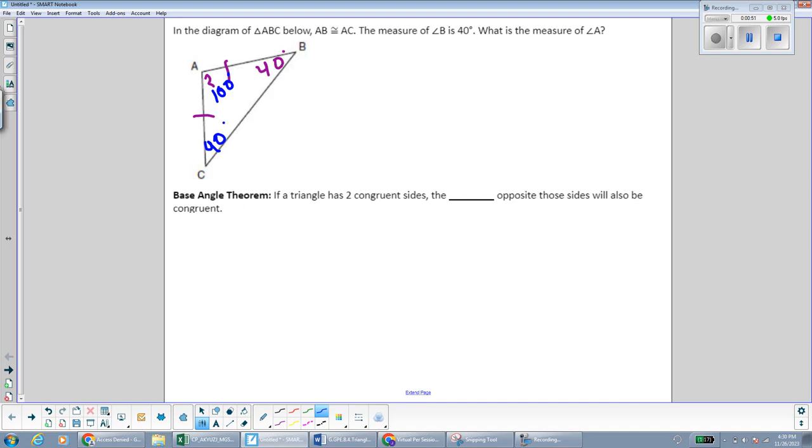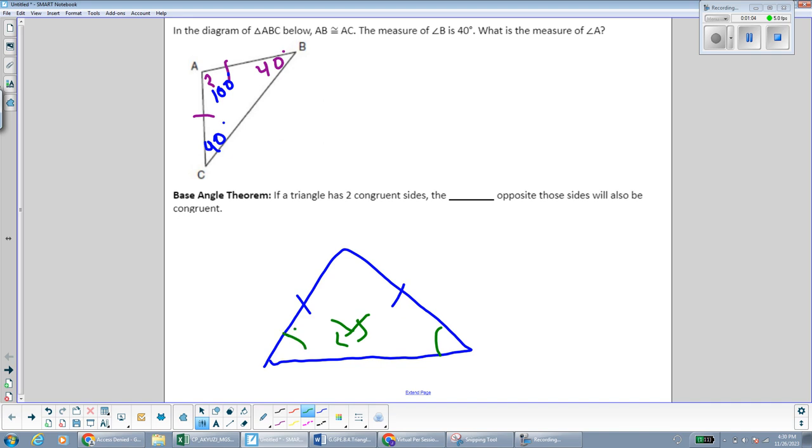What we're using here in order to find the missing angle measurements is a theorem called the base angle theorem. What the base angle theorem says is that if we have a triangle that has two congruent sides, so an isosceles triangle, the angles across from the congruent sides are also congruent. Those are the base angles. If a triangle has two congruent sides, the angles opposite those sides will also be congruent. That's what goes in the blank.